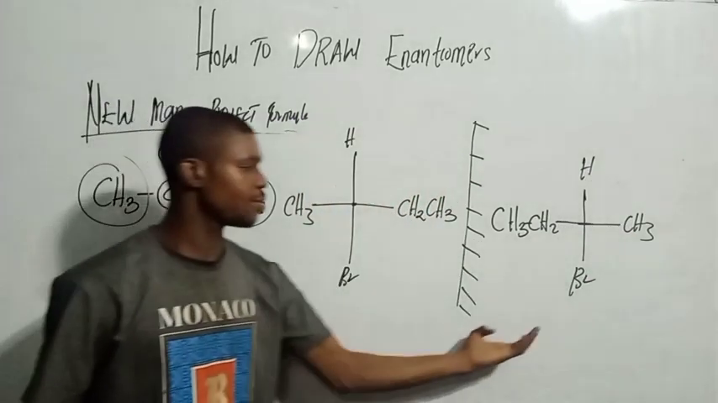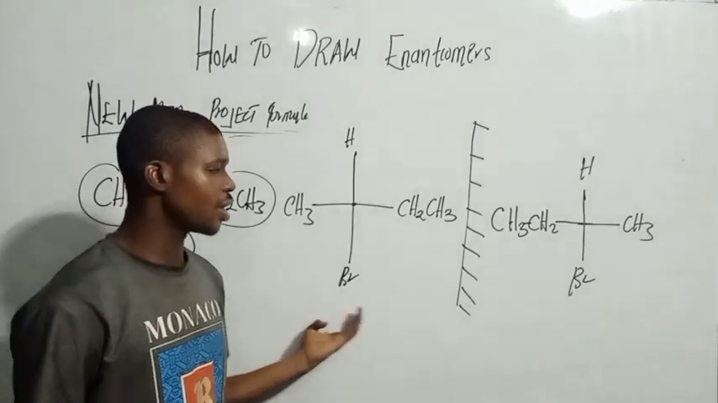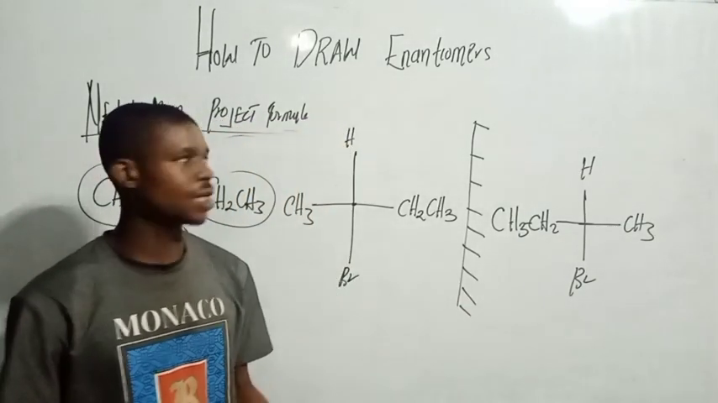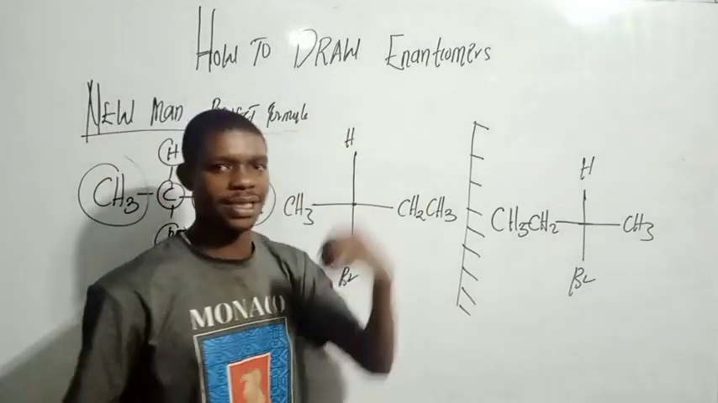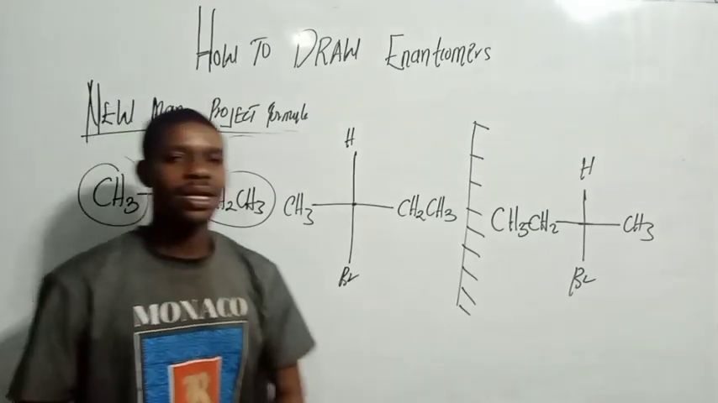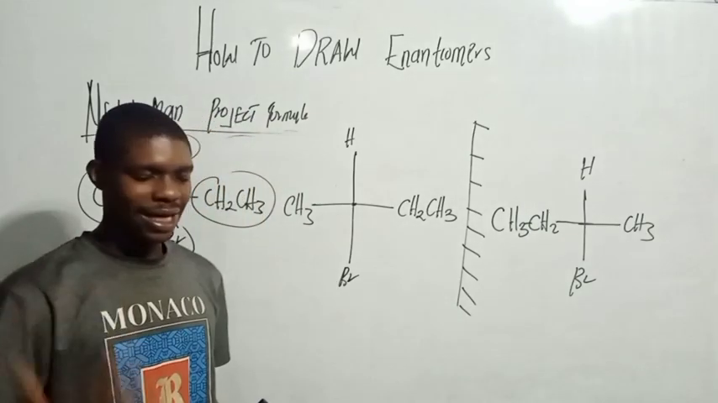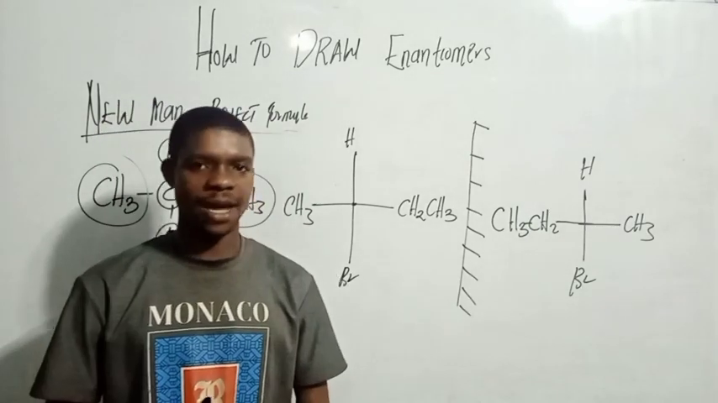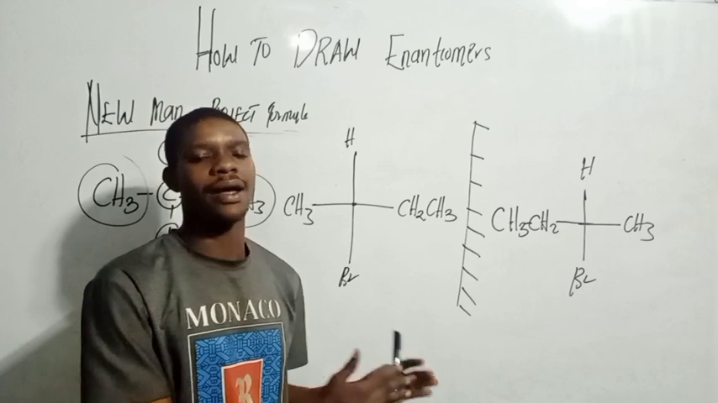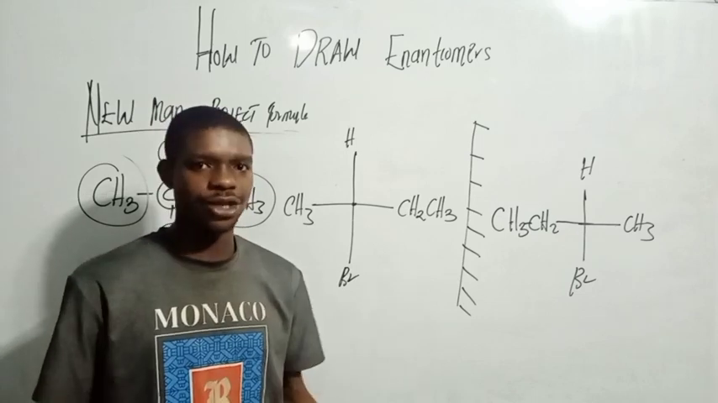They are called enantiomers. Remember that a chiral molecule and its mirror image are called enantiomers. So you're looking at enantiomers here. This is the easiest way to use the Newman projection formula to draw enantiomers. I believe this video is helpful. You can now use the perspective formula and the Newman projection formula to draw enantiomers.